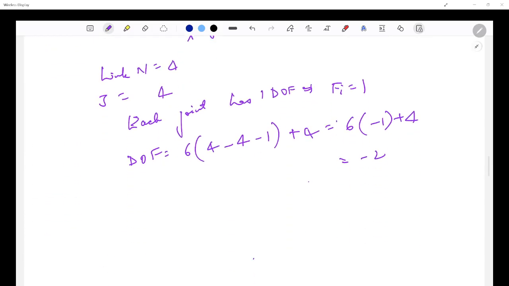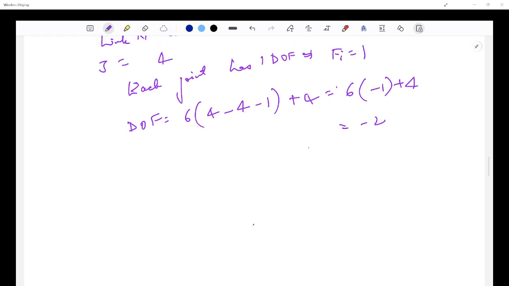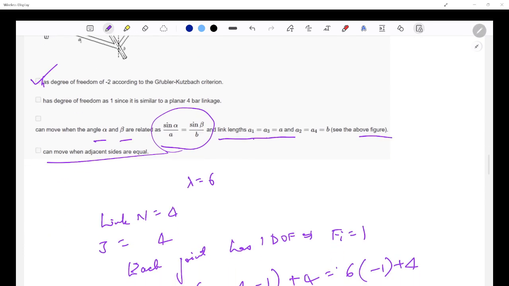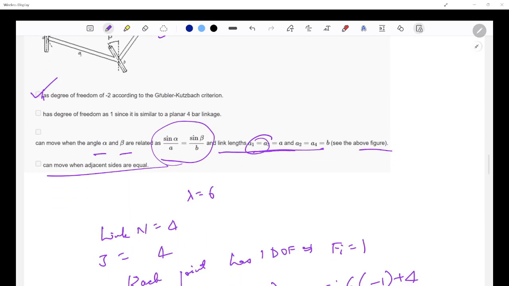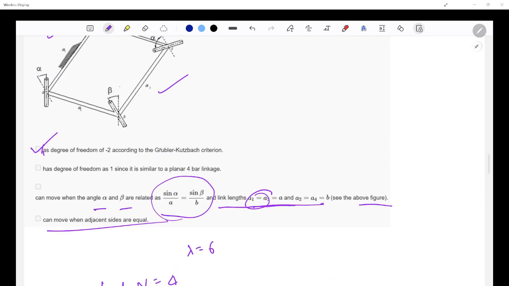Now, negative degrees of freedom means the system is over-constrained, right? But does it move? Yes, this is the famous Bennett linkage. It moves because of special geometric conditions. Okay. And what are those required conditions? They are that opposite links should be equal in length, like A1 and A3 should be equal to A, and A2, A4 should be equal to some number B. And the angle condition is sine alpha upon A is equal to sine beta upon B. So these make constraints dependent, so motion becomes possible.